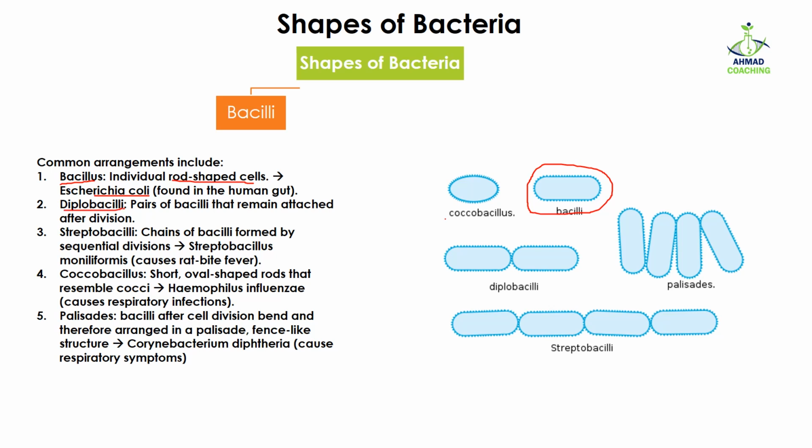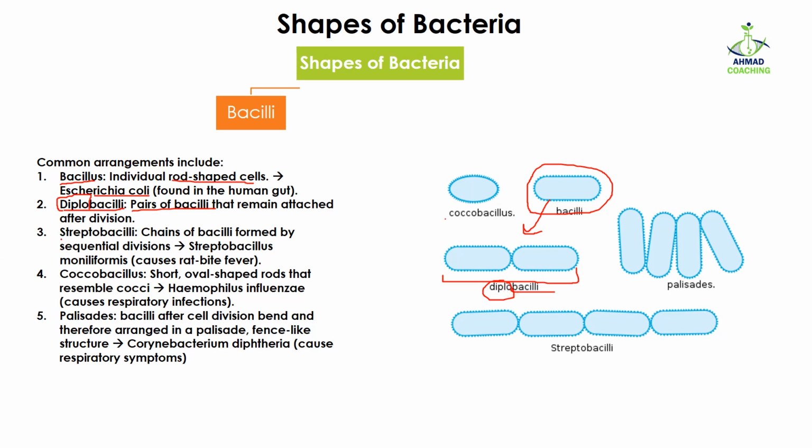The second is diplobacilli. In this, diplo means pair. So when a pair of bacilli are present, they are known as diplobacilli. They remain attached after the division. So when this cell is dividing into two cells, but instead of separating from each other, they keep on attaching with each other. So this is known as diplobacilli. Diplo means pair of bacilli.